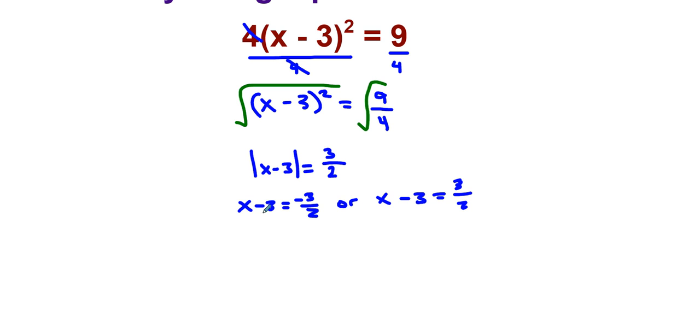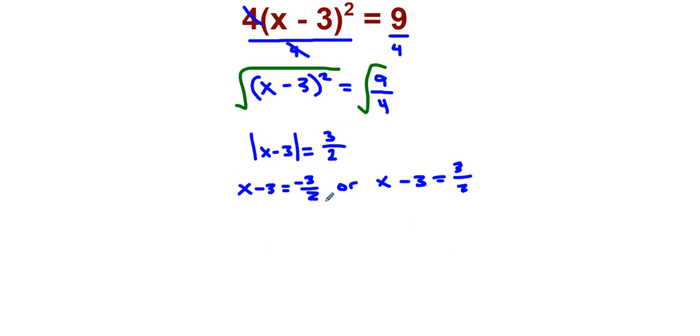So this is just negative 1.5. So add 3 to negative 1.5, and you get out 1.5. Add 3 to 1.5, and you get out 4.5.